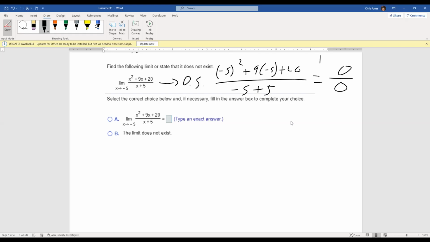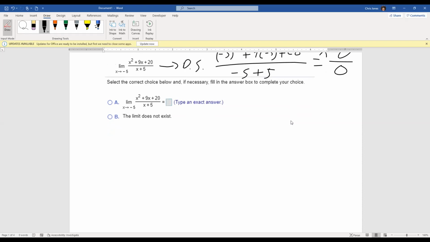And once again, that doesn't work for us. Okay, so what do we do? We factor. The numerator is a factorable trinomial. So now we get the limit as x approaches negative 5. Now notice, again, negative 5 is not 5 from the left. It's the actual value negative 5.